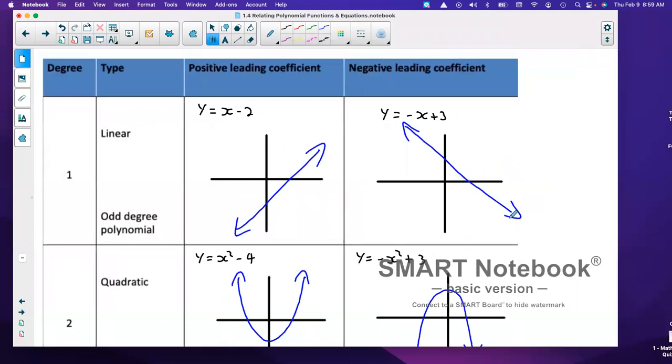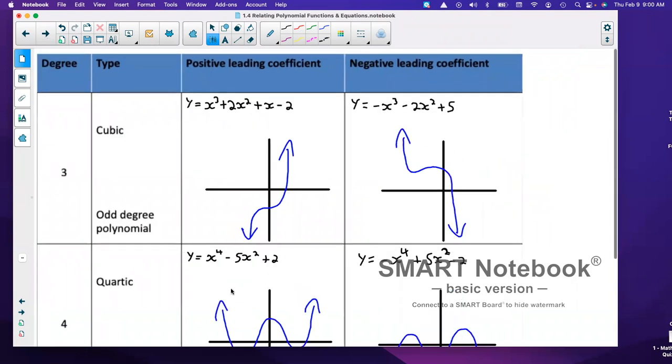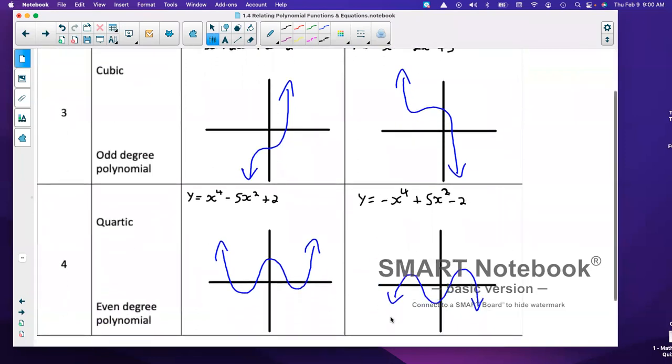Next, we'll look at the patterns of our even degrees. So the first one we look at is our quadratic. If it's positive, it looks like we have something that starts up here, ends up here. If it is negative, it starts down here, ends down here. Next, even degree. If it's positive, we start up here, end up here. If it's negative, we start down here, end down here. So essentially our even degrees just follow the basic rules that we had for our quadratic, which is if it has a positive leading coefficient, we're going to open upwards. If we have a negative leading coefficient, they're going to open downwards.